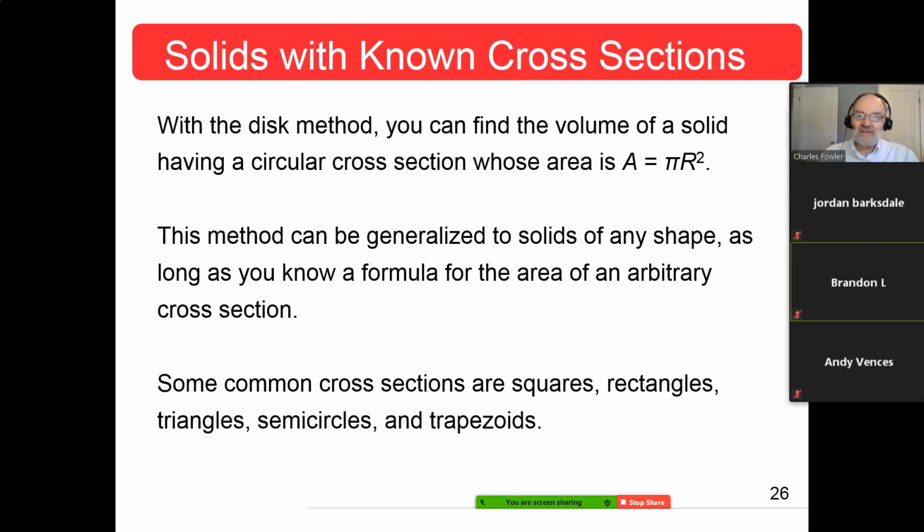That method can be generalized to solids of any shape. They don't have to be disks anymore, as long as you know a formula for the area of that arbitrary cross section. Some of those common cross sections would be squares, we know the area of a square; rectangles, you've been using areas of rectangles all along; triangles, you know the area of those; semicircles, as well as circles; and even trapezoids. I'll have to refresh your mind on the area of a trapezoid.